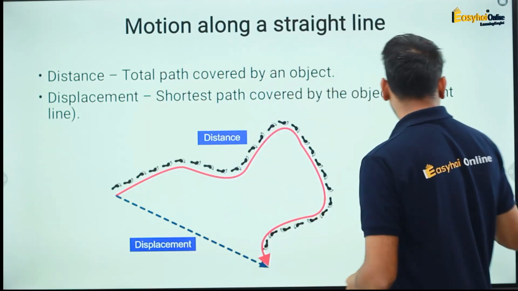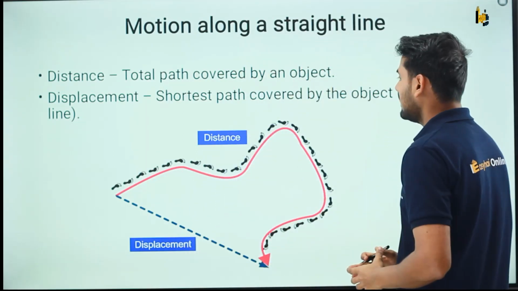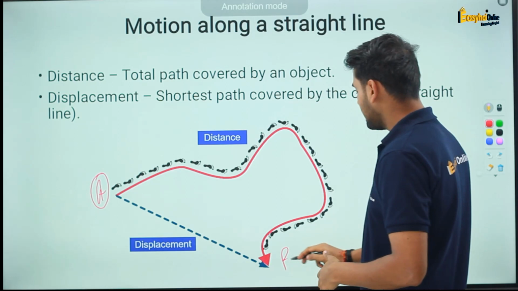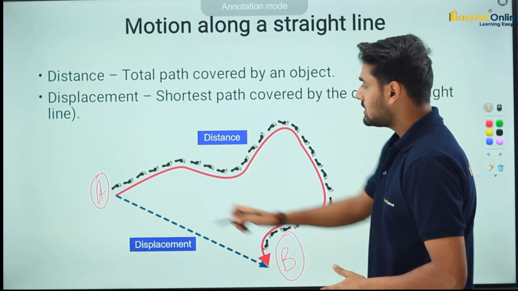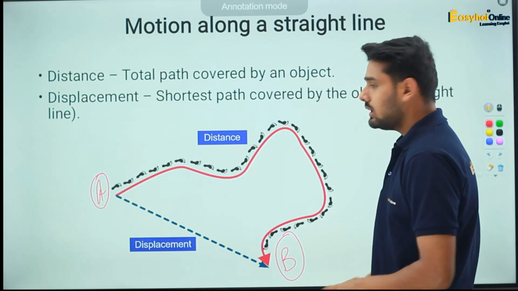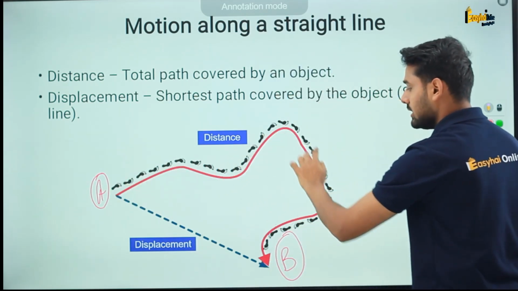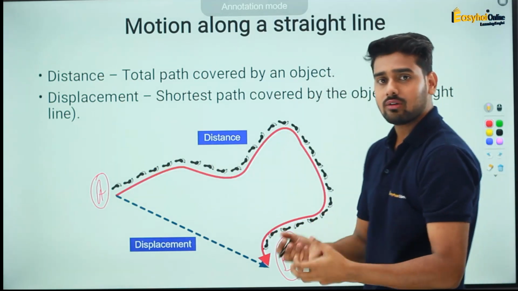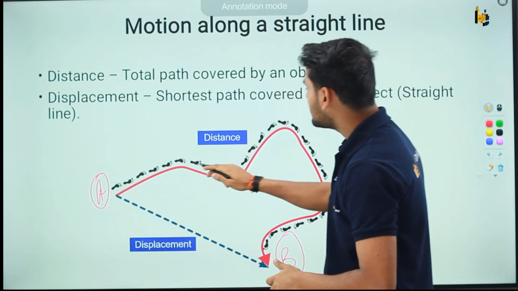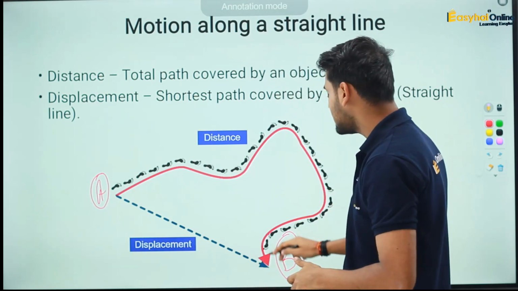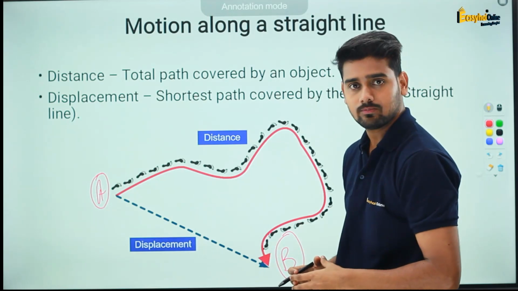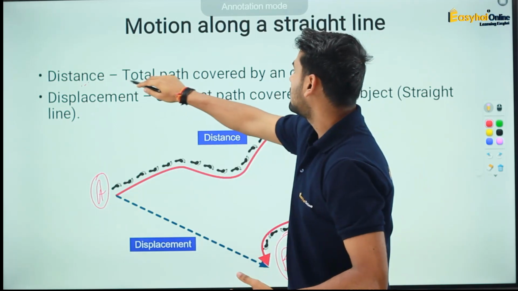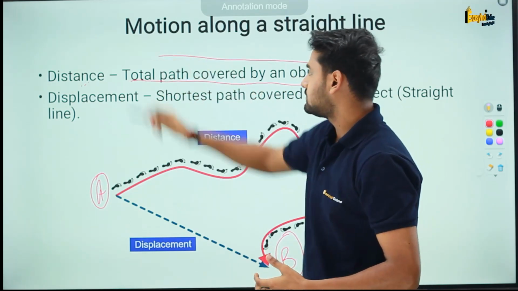Okay, so first of all, let's see what exactly is distance. Let's say that this is point A, and this one is point B. Let's say you want to move from point A to point B and you have taken this specific path, highlighted right here. And let's say you have an inch tape as well, and you're using that to measure the total amount of distance that you have taken to cover this path. That exactly is known as the distance of any object, which is the total path covered by an object.